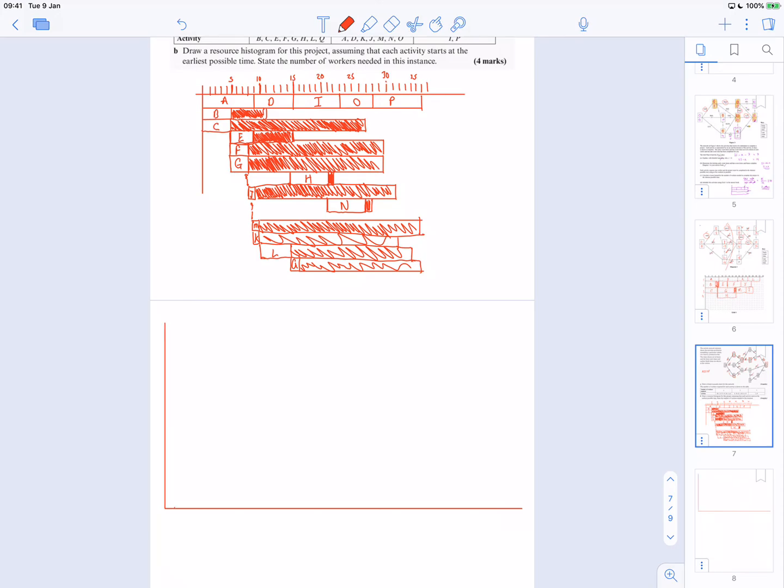So 1, 2, 3, 4, 5, 6, 7, 8, 9, 10. So that's day 10. 11, 12, 13, 14, 15, 16, 17, 18, 19. That's day 20. 1, 2, 3, 4, 5, 6, 7, 8, 9, 30. 1, 2, 3, 4, 5, 6, 7. Okay, so A needs 2 workers.